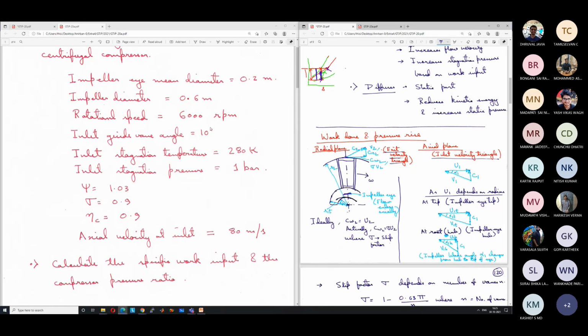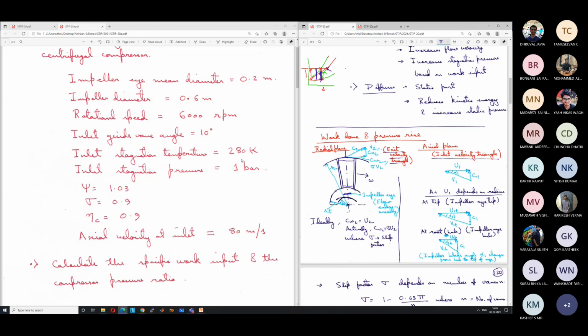So ideally, it should be much higher. Because I am using low values, all our values, pressure rise and everything, will be low. If you take more realistic values like 20,000 RPM, you will get a more realistic pressure rise. Maybe in the exam I can create a problem like that. In this case, we have an inlet guide vane with an angle of 10 degrees, and inlet stagnation temperature and pressure are given as 280 Kelvin and 1 bar.